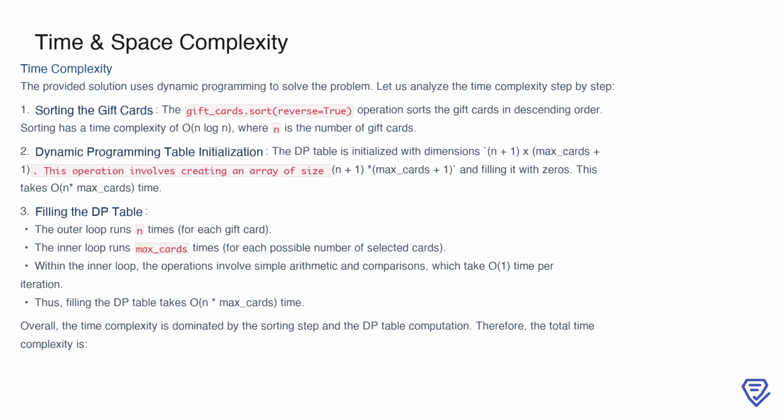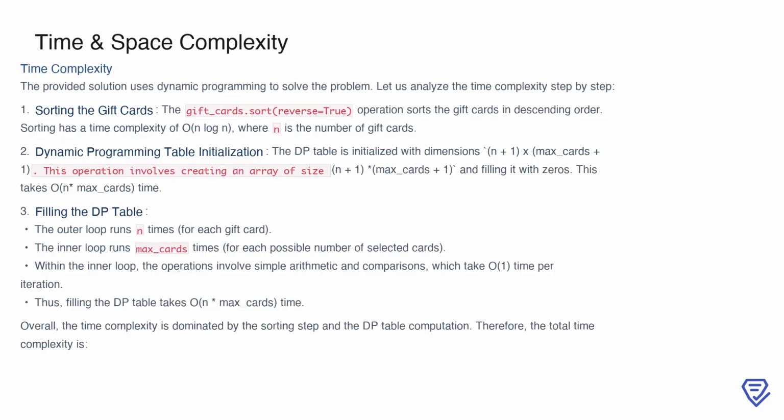In the provided solution, we use dynamic programming to maximize the value of the gift cards. To analyze the time complexity, we start by considering the sorting step. Sorting the gift cards in descending order is performed using the sort function, which has a time complexity of O(n log n), where n represents the number of gift cards.